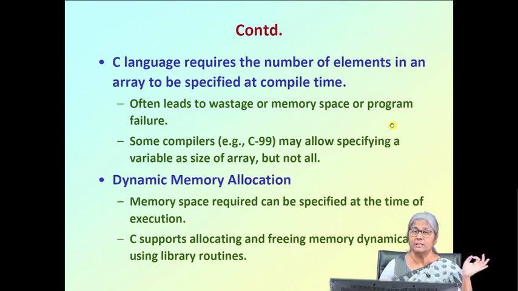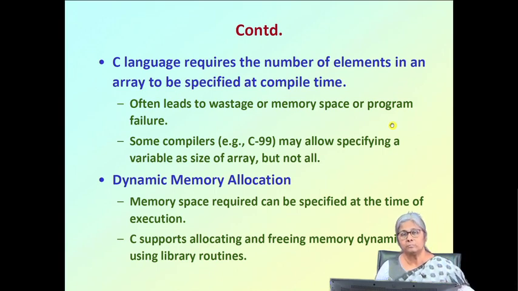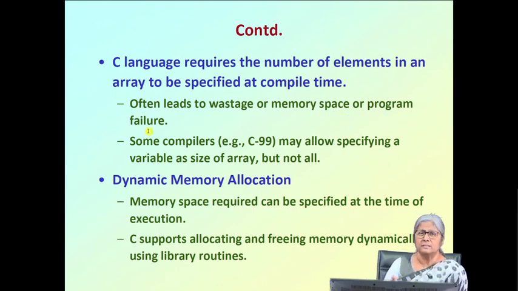But since, based on the declaration of the array, a fixed storage in fixed memory is allocated, it will give an error or program failure. That often leads to wastage of memory space or program failure. Now, very few compilers allow specifying a variable size of array, but not all. Normally, in the compilers we use, this provision is not there.